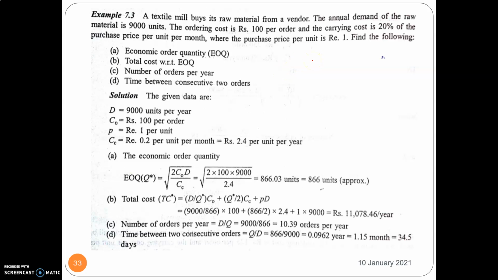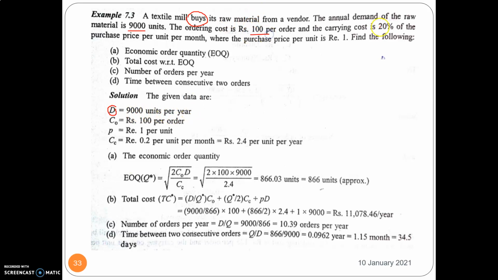Before starting the problem, make sure you have correctly identified the model. That is very important, because if you have identified the model wrongly and substituted the formula, then the entire problem will be wrong. What they have asked here is the textile mill buys. So this is nothing but a purchase model. The annual demand is 9,000 units. So what they have given is the demand rate, that is 9,000 units per year.